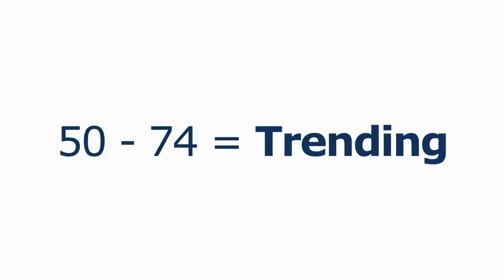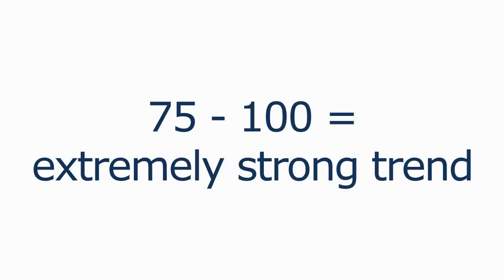And 50 to 74, that is a strong trend, and traders should be looking to lock in any profits or at least reduce some risk. 75 to 100, I don't think I've ever seen that. It's an extremely strong trend, and traders should be on alert for sudden price shocks against their position. And you know what? Even at 50 to 74, you want to start looking for reversals. And we'll talk about that later.